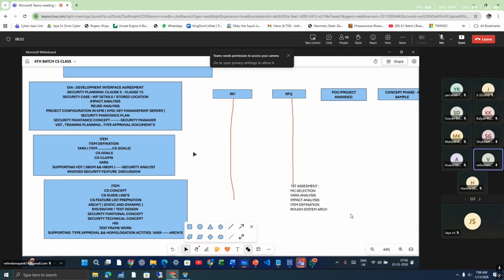Architects group, last call. Test framework run. Test framework, test architect. Okay. You need to be prepared for the test framework. That is the reason I mapped all the architects together.